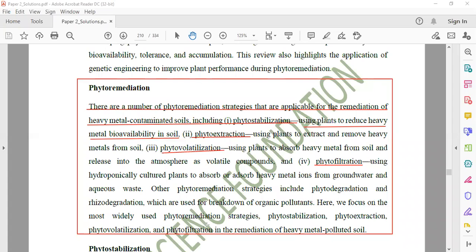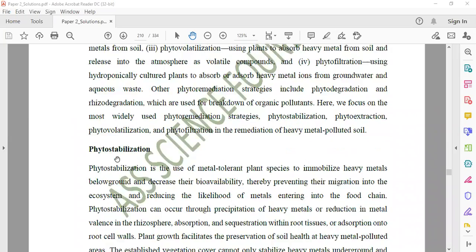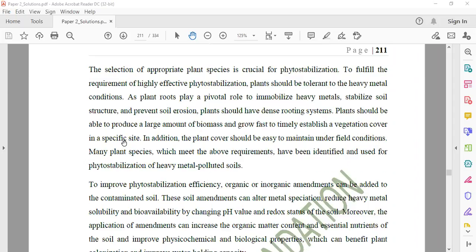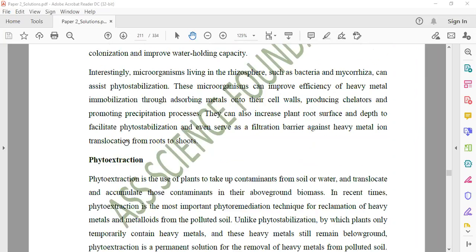So we focus mostly on the widely used phytoremediation strategies: phytostabilization, phytoextraction, which have been mentioned, volatilization, filtration, and remediation. So these are the main steps in the case of phytoremediation. Each and every one has been explained very well. You can go through the briefings.